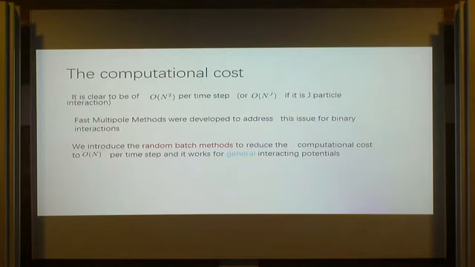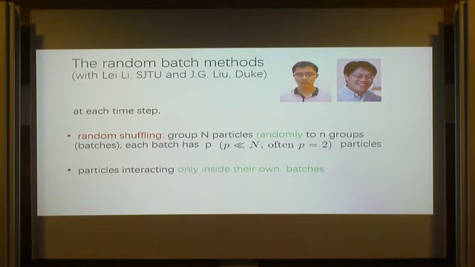And when I say embarrassingly simple, I really mean it. So it's joint work with Lei Li, who is a new colleague at SJTU. Got his PhD from Wisconsin and was posted at Duke. Jiao Liu is a faculty at Duke. So this algorithm, just a two-line algorithm, is very simple.